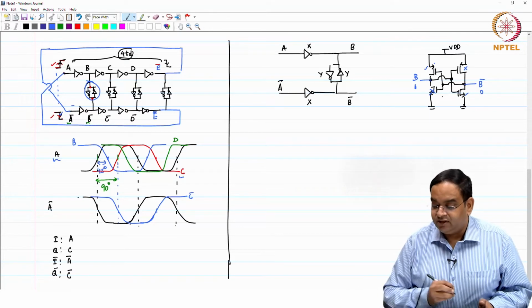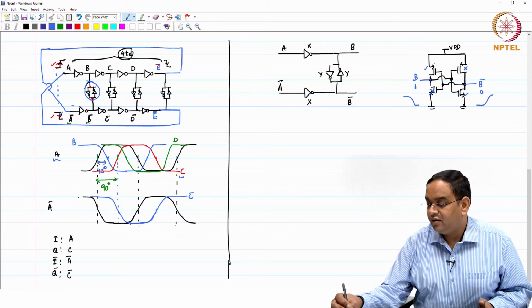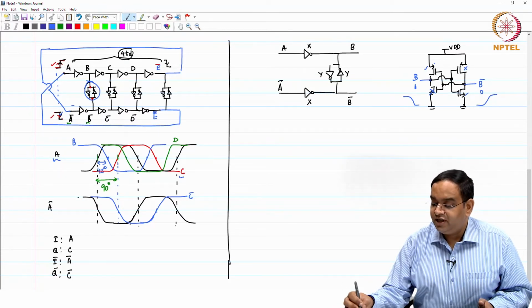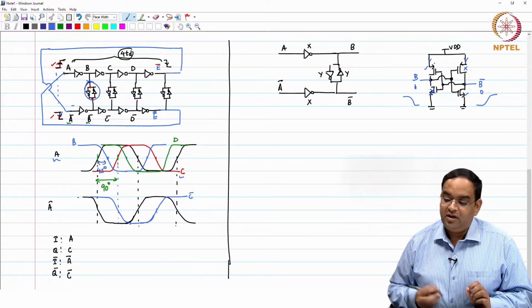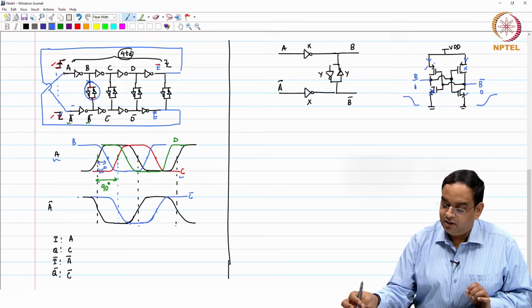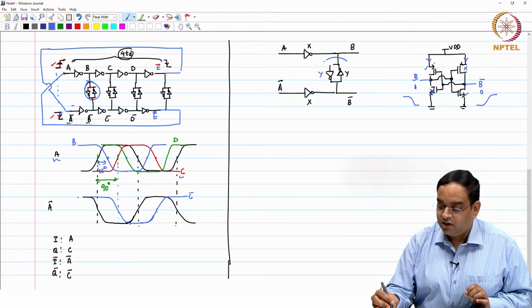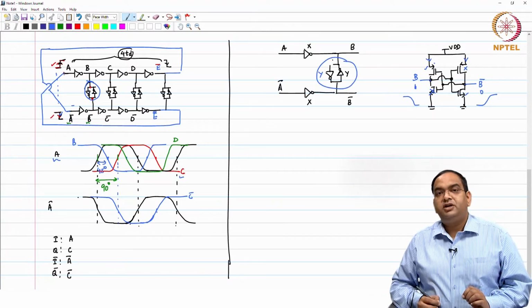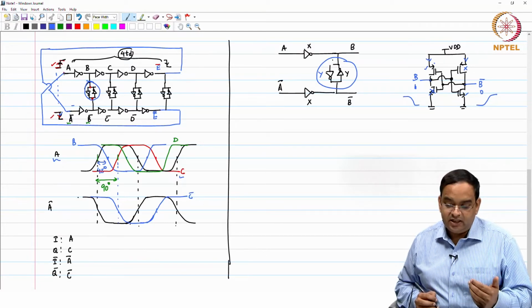So, what happens is that during the transitions at B and B bar, right, they will also consume a good amount of current, first thing. Okay. And the power consumption in this cross coupled inverter, by the way you also call this a cross coupled inverter, can be very high if you do not pay attention.